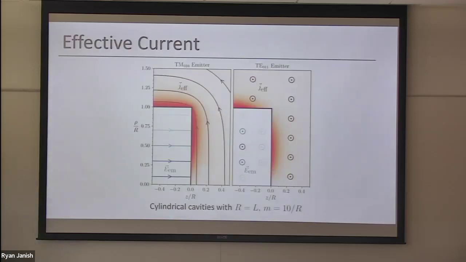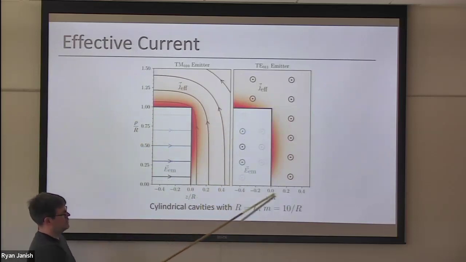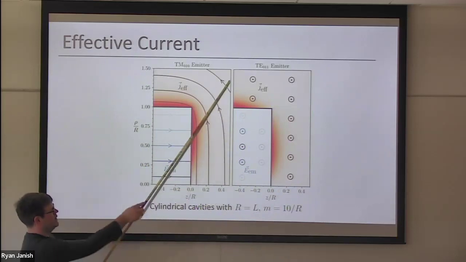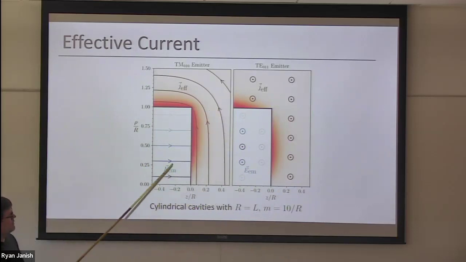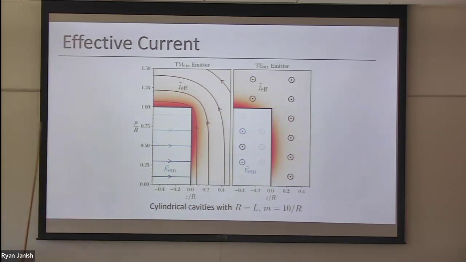So this is an exact calculation of that. This is just looking at the white here is the emitter cavity. This is the longitudinal direction. This is the radial direction. And for two different structures of modes inside the emitter, this is the structure of effective currents that you get outside. And the point here is just that, again, the directions here are always perpendicular or parallel to this surface.